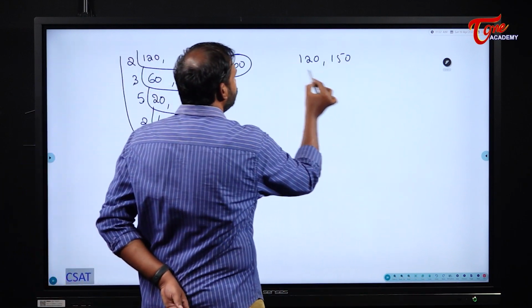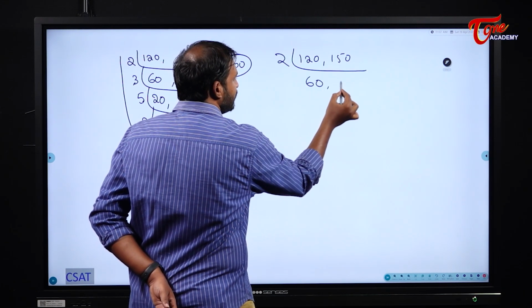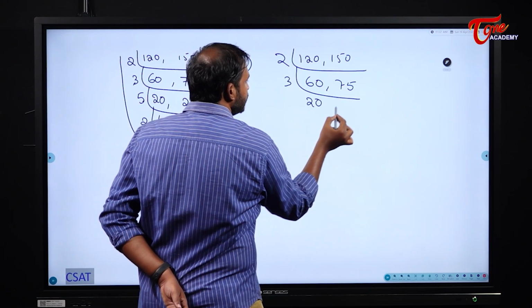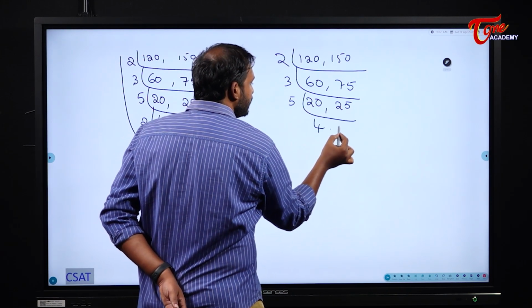Okay, what I will do? In the 2 table, 2 60s are, 2 75s are, okay, good. Next, in the 3 table, 3 20s are, 3 25s are. Next, in the 5 table, 5 4s are, 5 5s are.